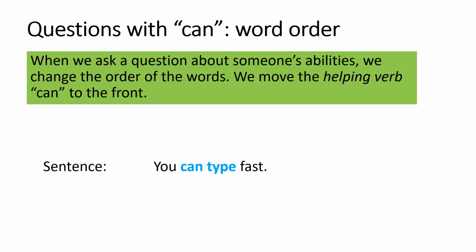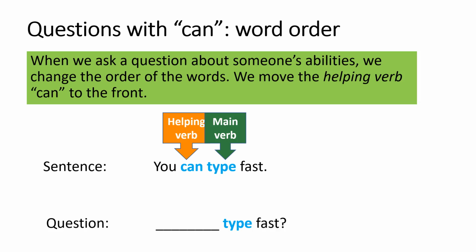In a sentence, I say, you can type fast. I have my helping verb and main verb, can type. When I make the question, I take can and I put it at the front of this question. So I say, can you type fast? So we can tell that this is a question because it starts with this funny little phrase that's in a different order. Can you?